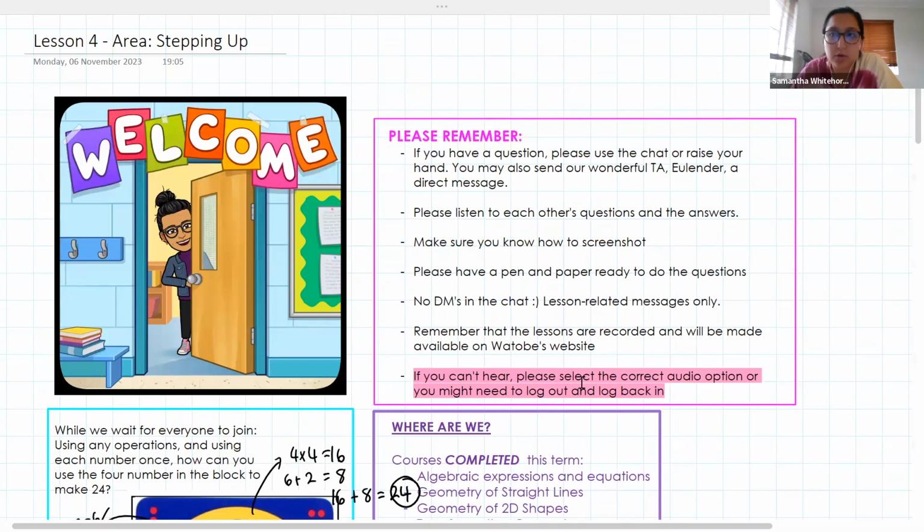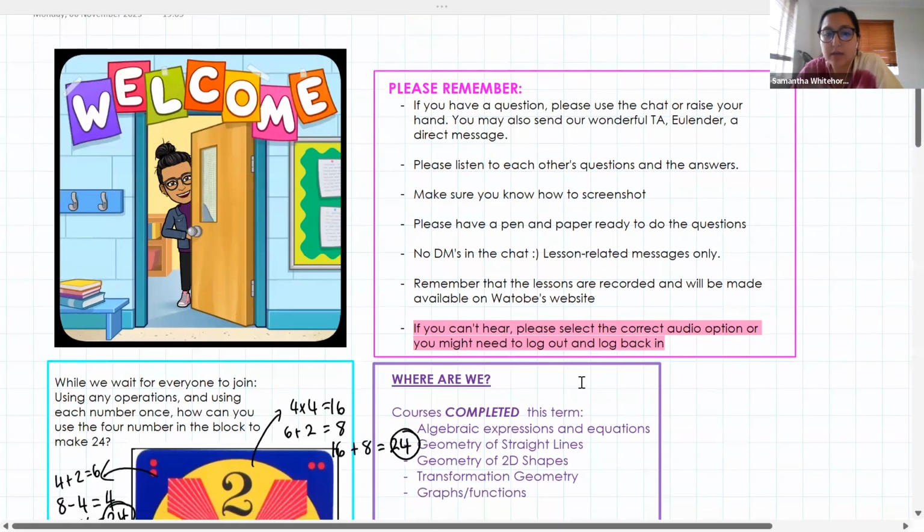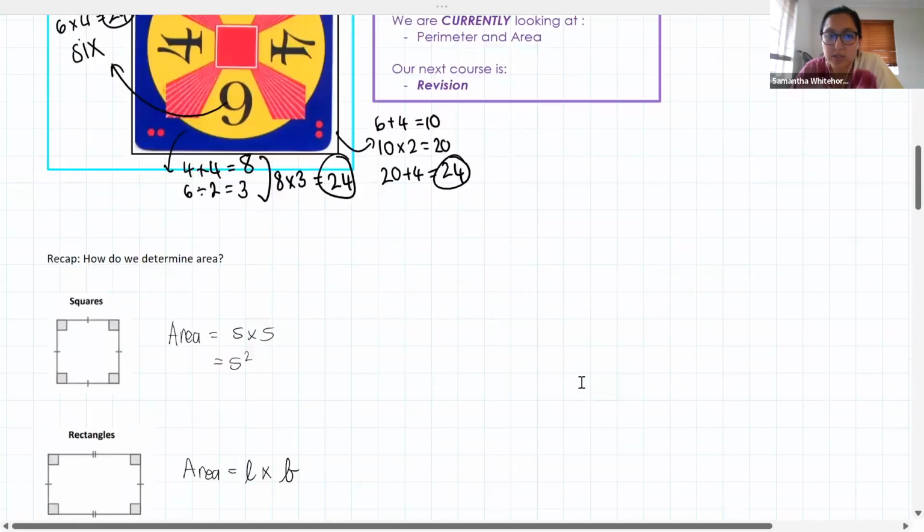It's not going to be just a basic work out the area of the circle. They are going to be a bit harder. And so please make sure you are asking questions as you go along.